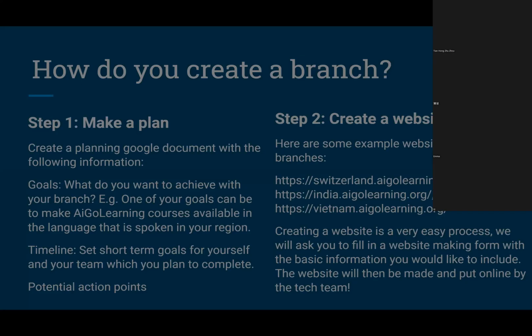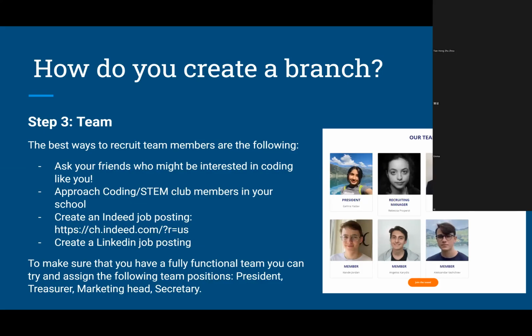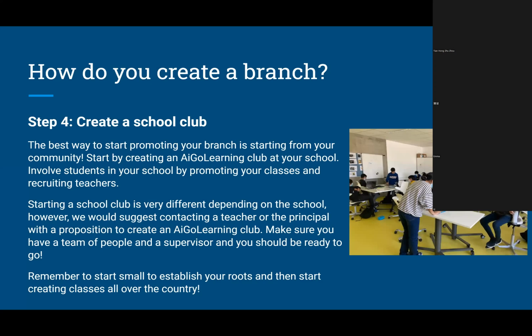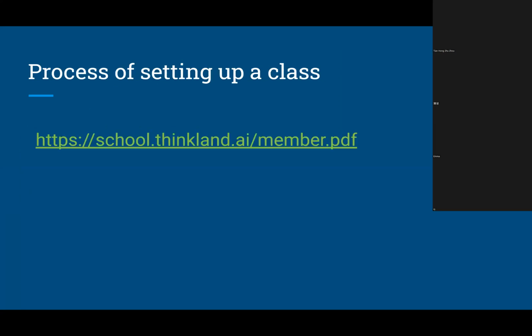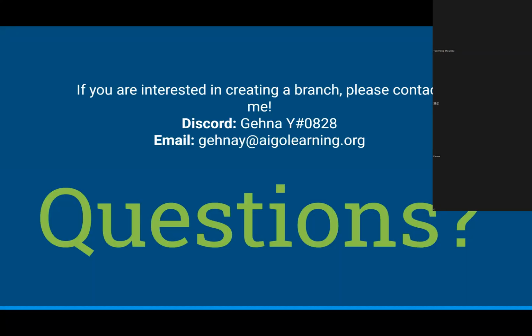And then the next step would be having a team. Obviously, that's a very good thing to have. And there are some points on how you can do this. I will share this presentation in the chat for everyone. Then there's creating a school club, so you can start small, establish your roots, and then go ahead and create your whole branch around the country. And finally, the last two steps: promoting your branch and then starting a class. So that is my presentation. I will stop talking for now.